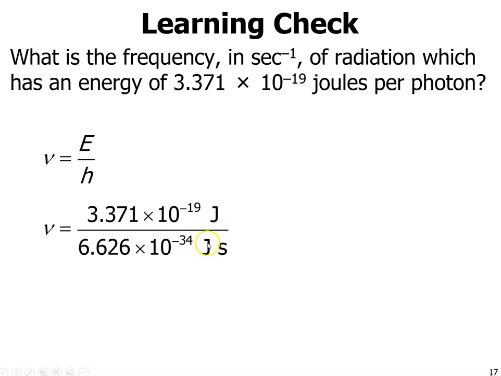The joules are going to cancel out, and you'll notice that the inverse seconds are going to be left. So seconds to the negative 1. If we divide these values here, we will get 5.087 times 10 to the 14th per seconds, or hertz.